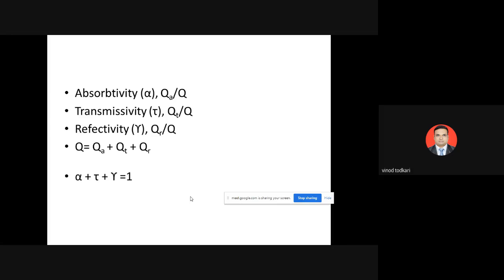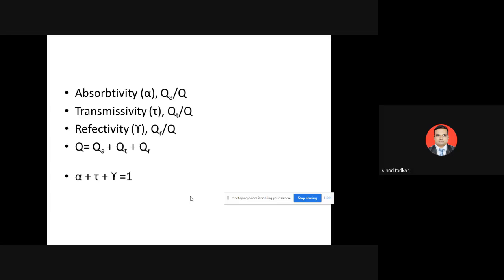What is transmittivity? It is defined as the fraction of total energy incident on an object which is transmitted. Transmittivity is denoted by the symbol tau. Tau is equal to QT upon Q. Then the third concept is reflectivity. It is denoted by gamma. Gamma is equal to QR upon Q. What is QR? QR is the amount of energy which is reflected by the object. So I think these three terms are clear to you.